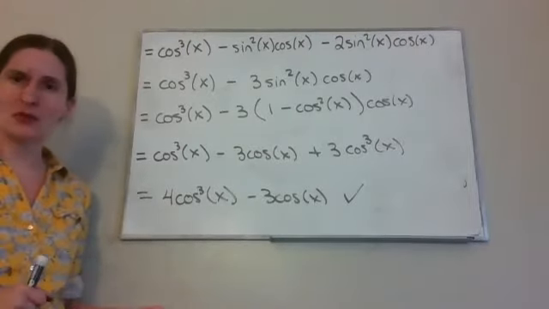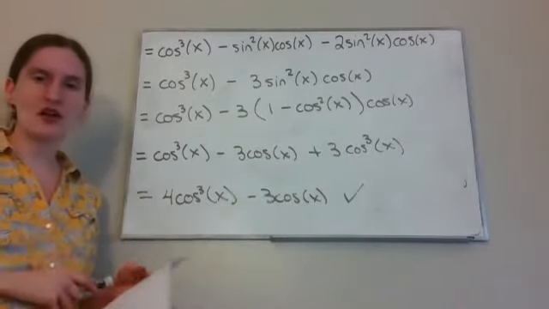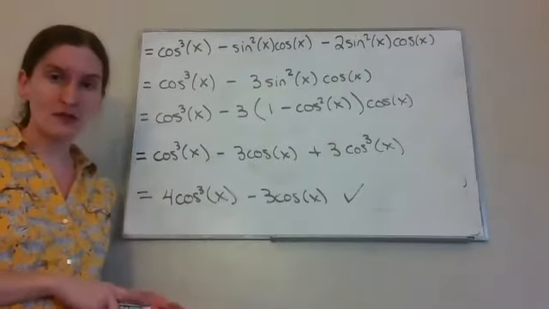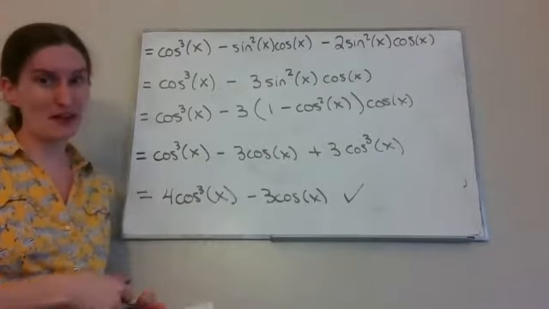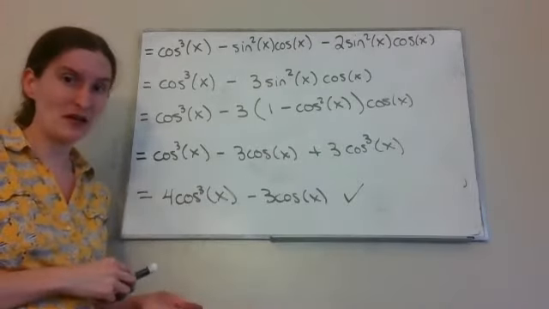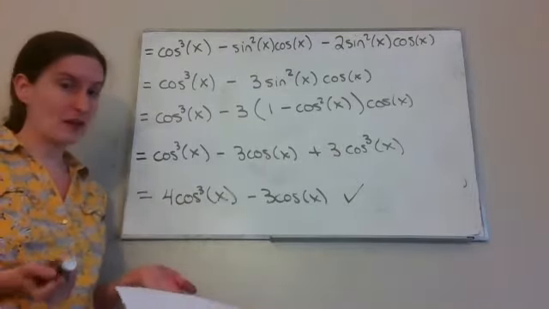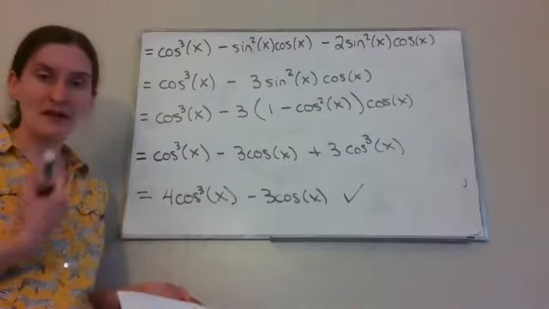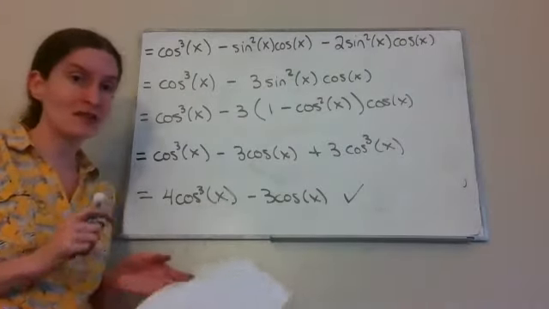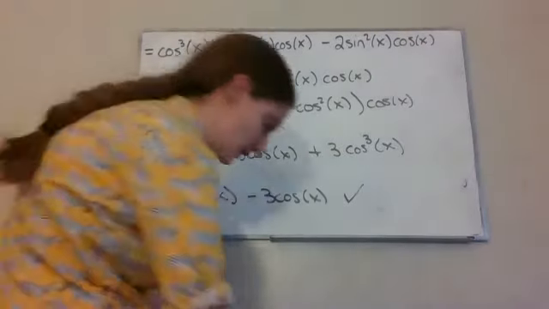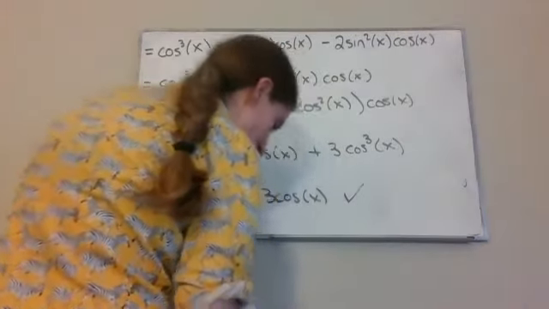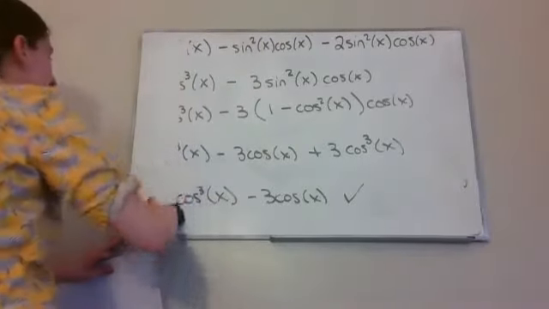So this was a pretty involved problem. You needed to know your sum and difference formulas, your double angle formulas, and a Pythagorean identity in order to show this one. But we know all of those things, and as long as you have them memorized, getting from one step to the next is just a matter of applying the different formulas. So that's all about the double angle formulas.